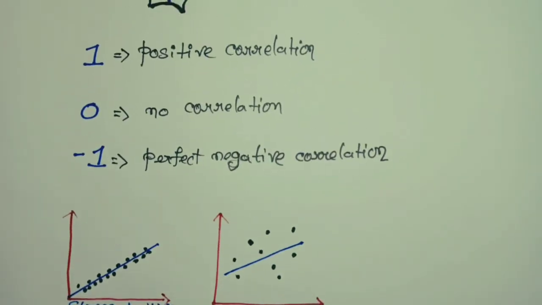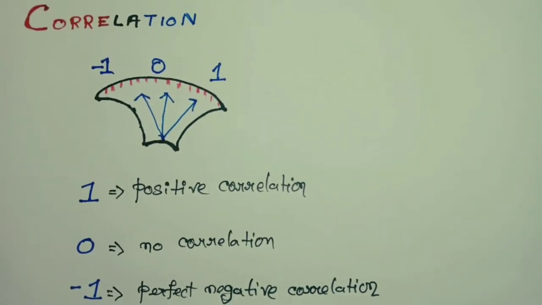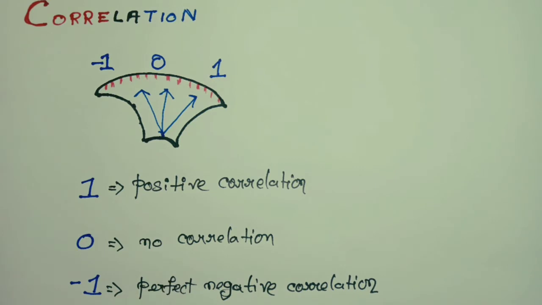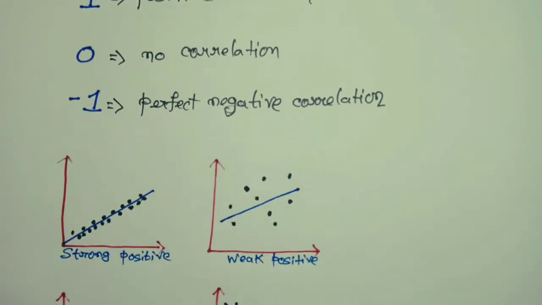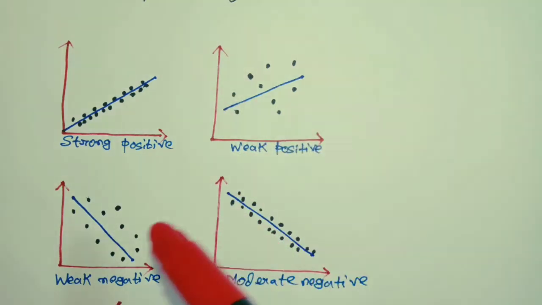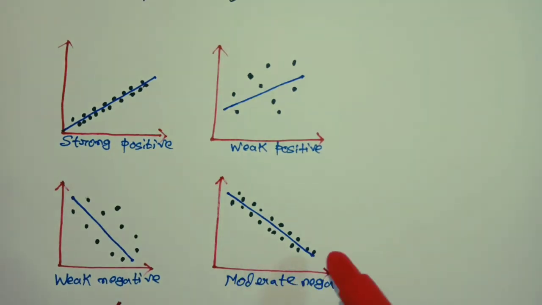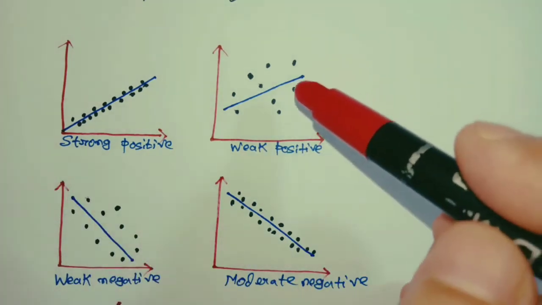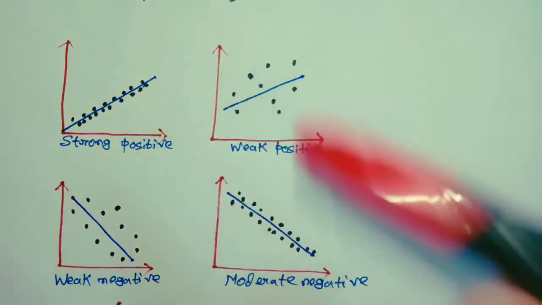Now you see from the above example that I have shown, 1 is positive, 0 is no, and -1 is negative. So here you will see all these examples. This one is the positive one. This one is the weak positive, strong positive. This one is the negative one, and this one is moderately negative. But this is very negative. This is positive but weak positive, not distributed.